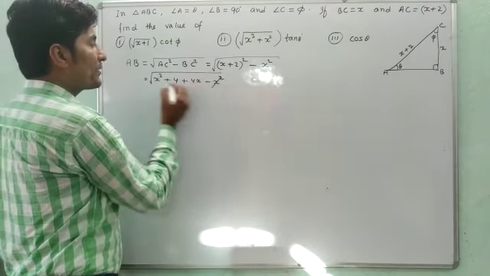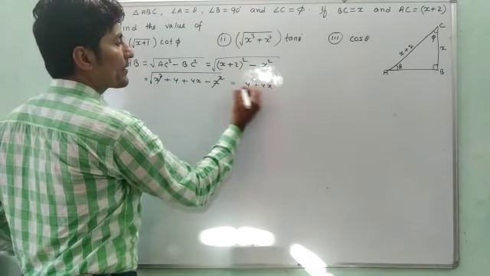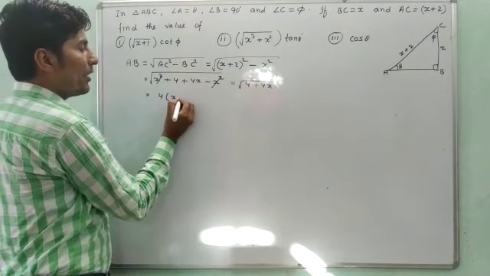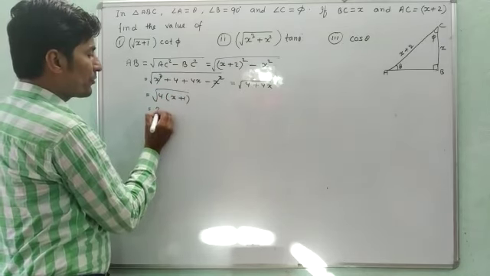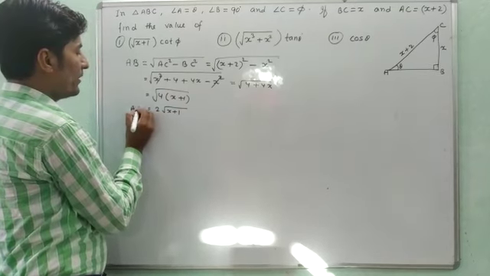Plus x square minus x square both will cancel. Finally we are having 4 plus 4x. We can take 4 as a common factor, so 4 can be written here, and x plus 1 under root. Now the square root of 4 is 2, so we can write here 2 under root x plus 1. This is the value of AB.